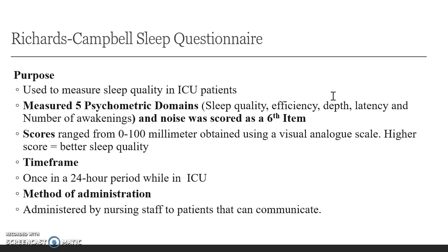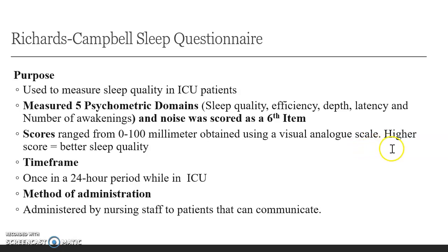There are 5 psychometric domains, and they are sleep quality, efficiency, depth, latency, and number of awakenings. And the 6th item that they did record was the noise score that was measured on a scale. The domains themselves were scored ranging from 0 to 100 millimeters obtained by using a visual analog scale. The higher the score, the better the sleep quality.